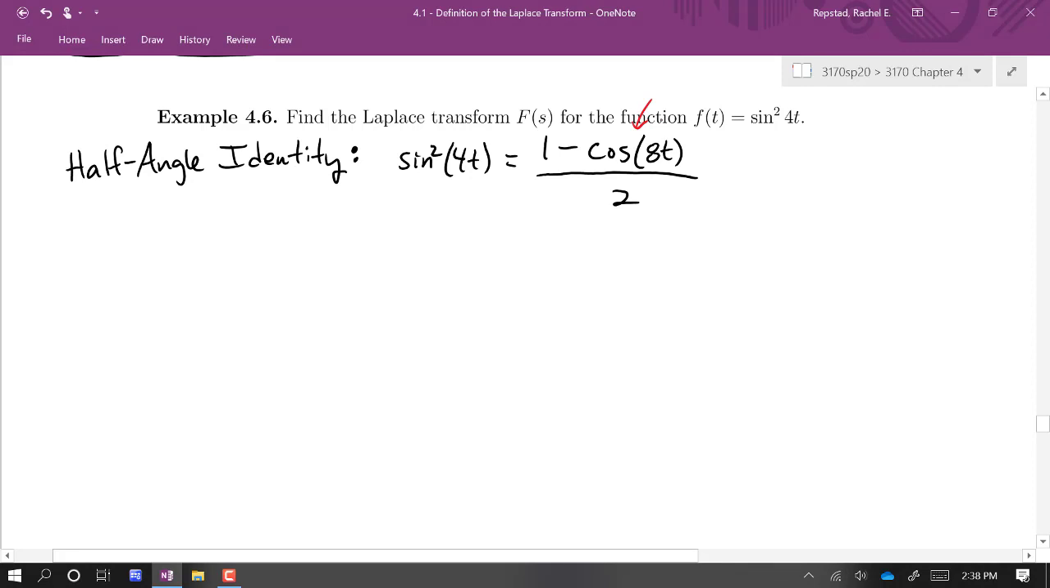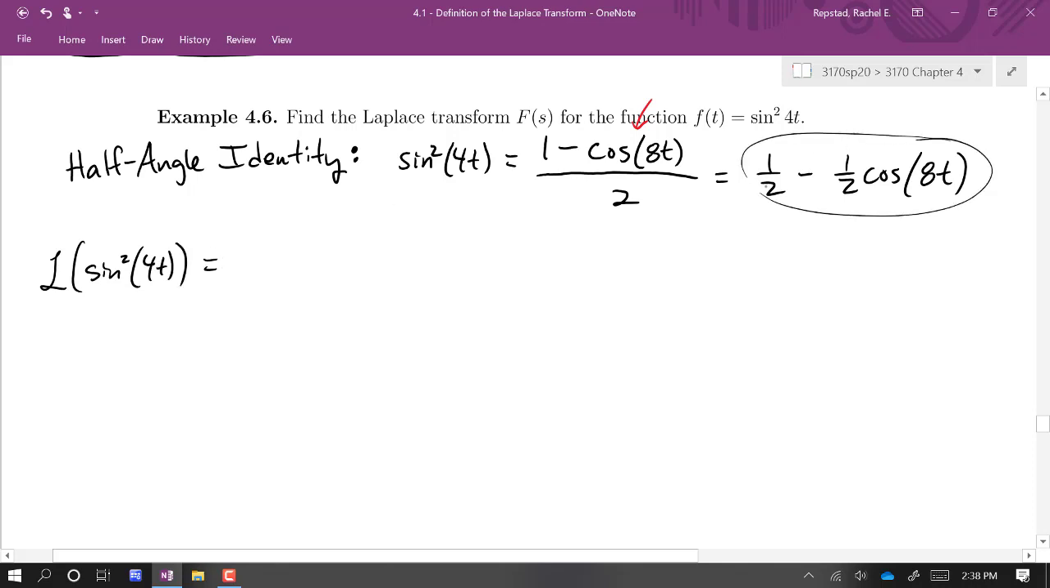So I'm going to rewrite this. I'm just going to split up this fraction. We're going to be able to do this using the transform for the cosine function, which we already found, and also the transform for the constant. This is 1/2 minus 1/2 cosine of 8t. And so the Laplace transform of sine squared 4t is equal to, using linearity, I'm going to split that up. So I'm going to have 1/2 times the Laplace transform of 1 minus 1/2 times the Laplace transform of cosine 8t.